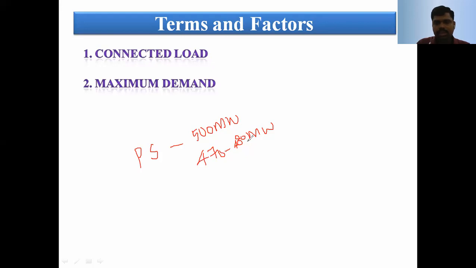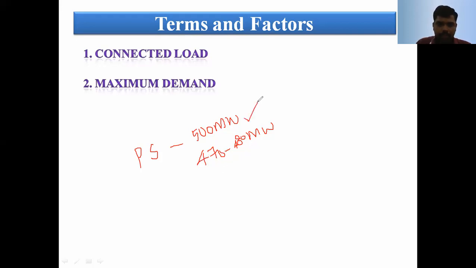Peak load means within a short interval of time, that is, in the morning either 1 hour or 1.5 hours, in the afternoon 1 hour, and in the evening 2 to 2.5 hours, the load goes to the peak load. The peak load is not constant every day. It varies day to day and season to season, in the summer as well as the winter.